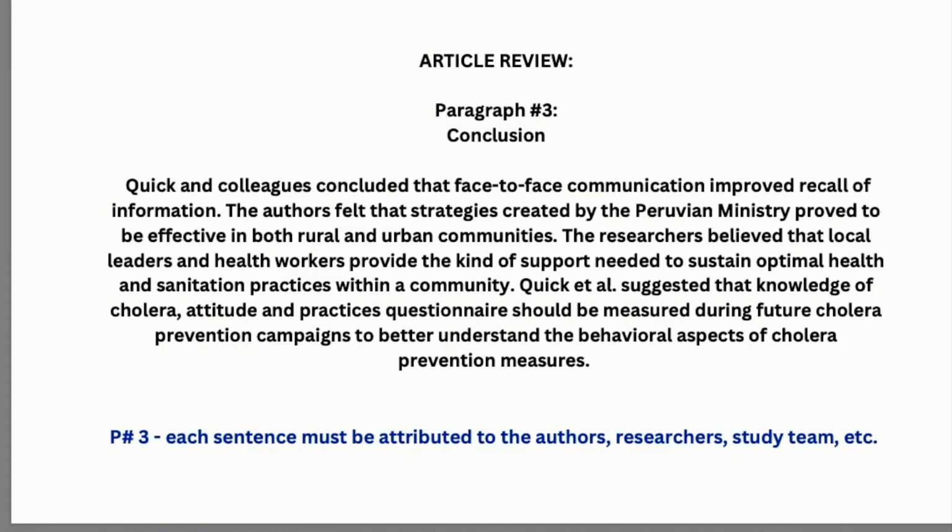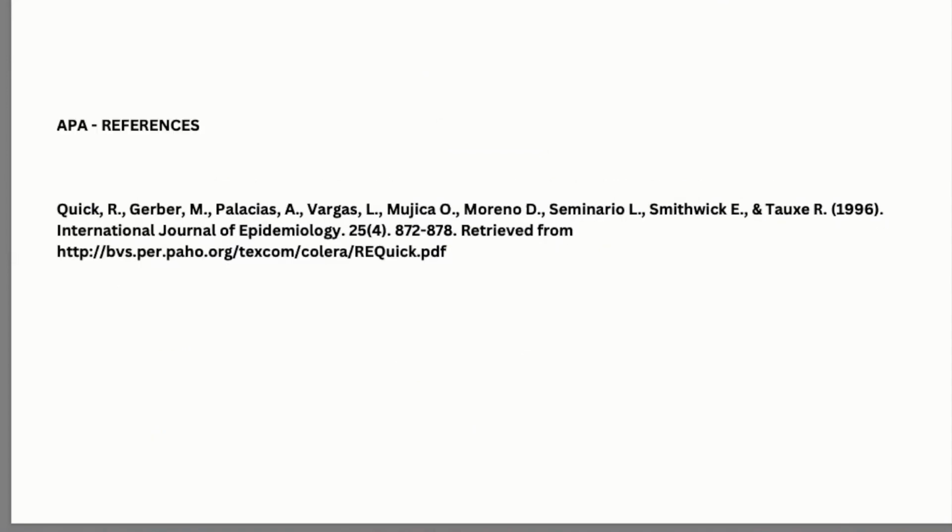So I'm kind of working on this from the perspective of a graduate student. None of these sentences in the conclusion are my own. They're all of the author. And so, Quick and colleagues, the authors, the researchers, Quick et al. You see, I'm starting each sentence with a different way to refer to the authors. And I'm sure there's probably a much better way to do it. But for the purpose of this discussion, I just wanted to give you some examples of things to pay attention to. And then the last is the APA style.